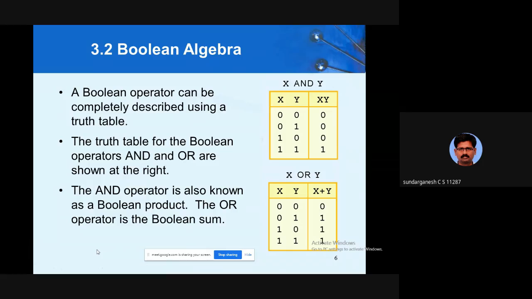So you take the sum. 1 plus 1 is actually 1, 0, but in Boolean OR it is 1 only. Any one of the inputs is 1, the output is 1. If both the inputs are 1, it is 1 only. It is not a normal sum; it is a Boolean sum. Boolean sum means 1 plus 1 is 1 only.